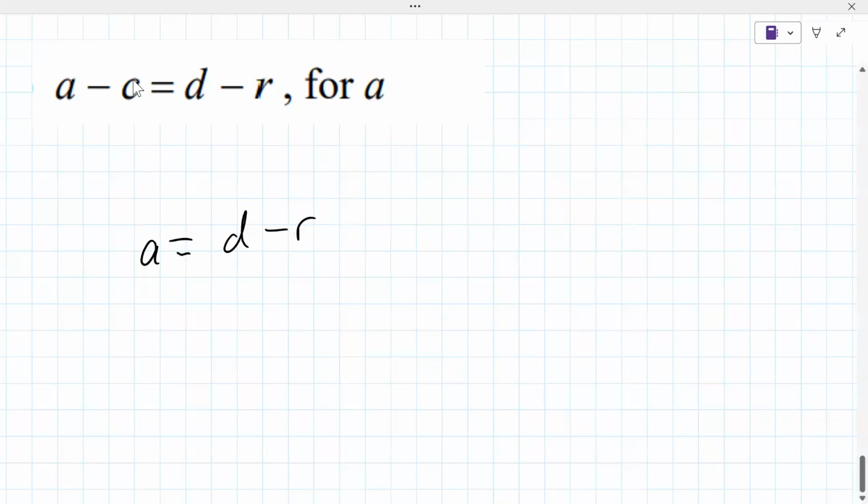But isn't C being subtracted over here? So how do you undo subtraction? Addition. Okay, so now how do you want to change your answer, because you said minus C down here? Plus C.